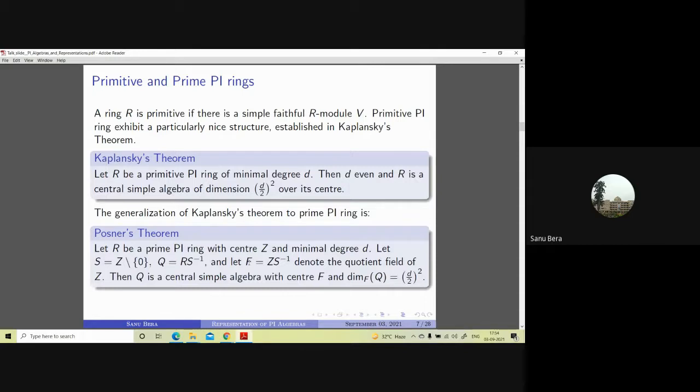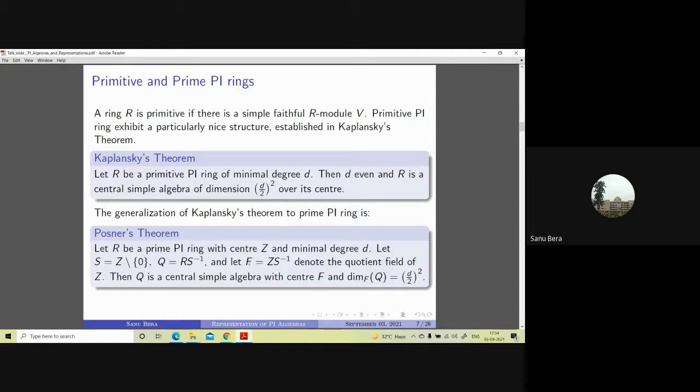The simplicity follows from the fact that for any prime PI ring, if we take a non-zero ideal, this ideal also intersects its center non-trivially. So from this fact we can derive that Q is also a simple algebra. And we have already mentioned previously the localization of a PI ring. Its PI degree is the same: if S consists of regular elements, then the minimal degree of R and the minimal degree of Q will be the same, as S consists of regular elements.